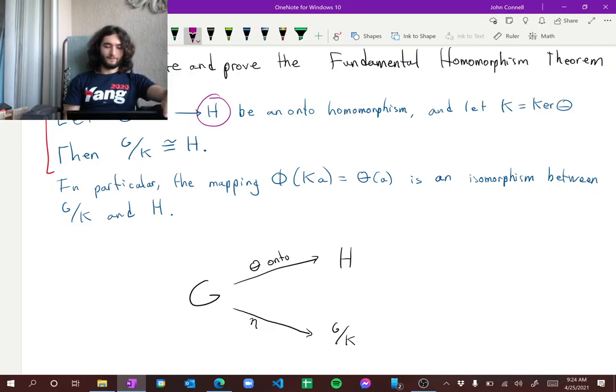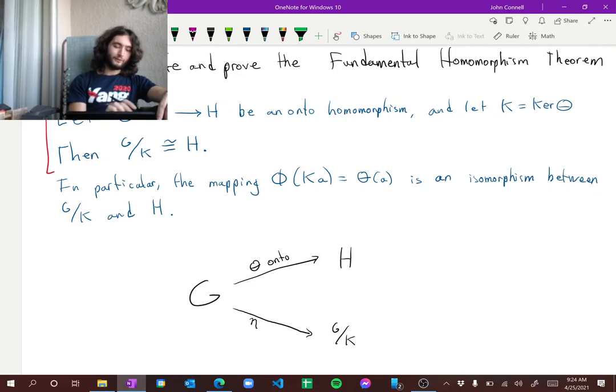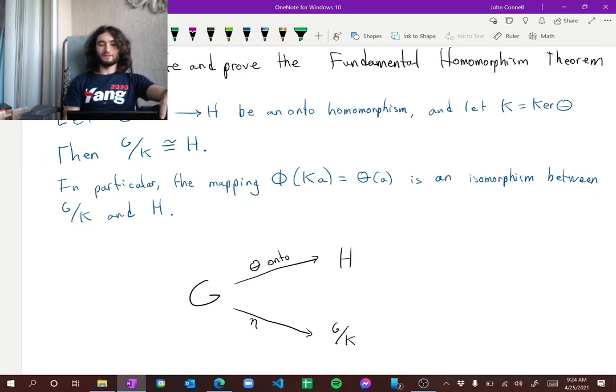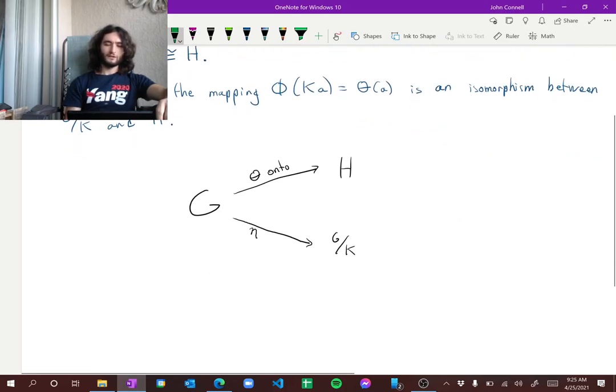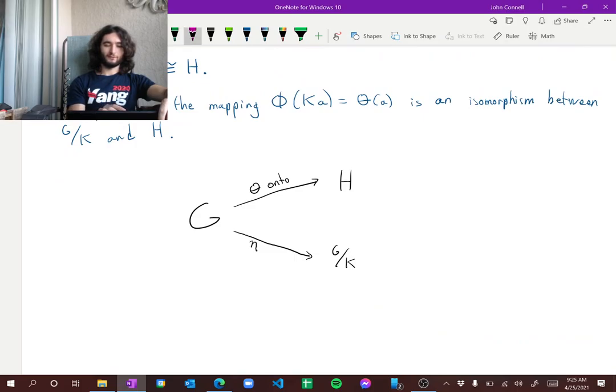Anyway, the slightly longer version is the next part, which gives the details of the isomorphism. It says this map phi, which takes in a coset and spits out an element of H, is indeed the isomorphism between G mod K and H. So sometimes people also like to write it with this little diagram.